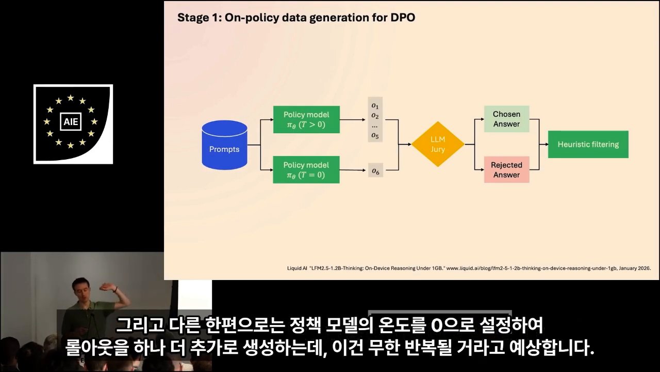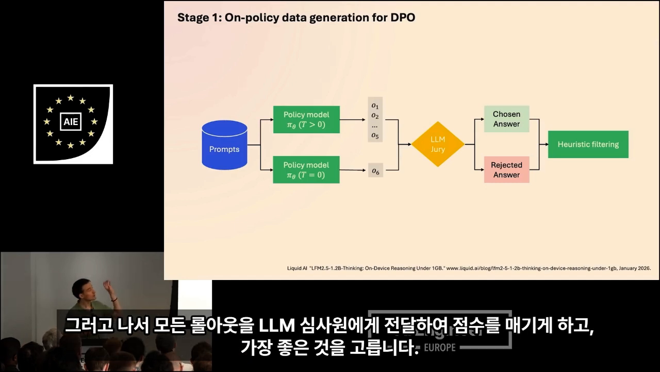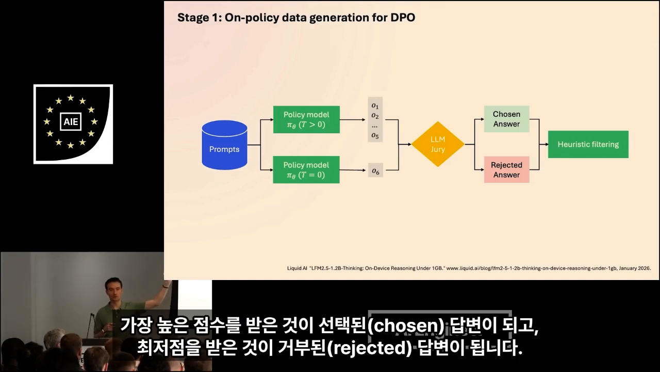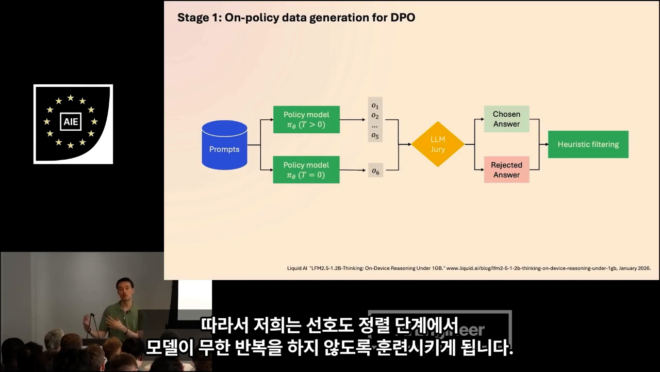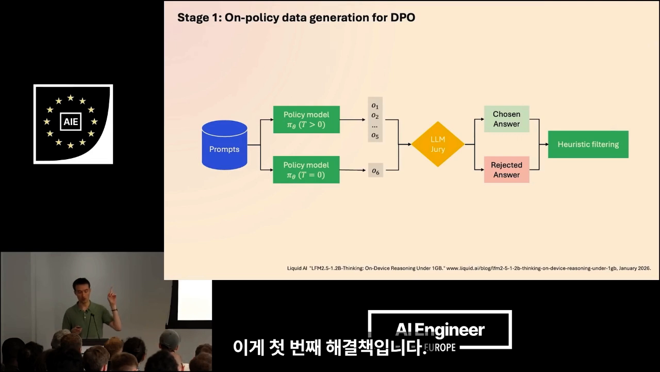On the other hand, we generate just one extra rollout with the policy model at temperature 0. This one, we think, is going to doom loop. Then we give everything to an LLM jury to score all the rollouts. We pick the one with the highest score as the chosen answer, and the one with the worst score as the rejected answer. The idea is that if we have some doom loop here, the response with the doom loop will be rejected. So we will train the model during preference alignment to not doom loop. This is quite effective. So this is solution number 1.